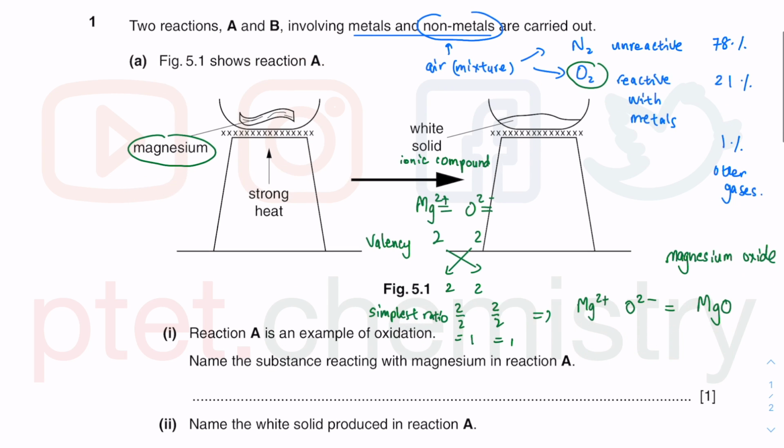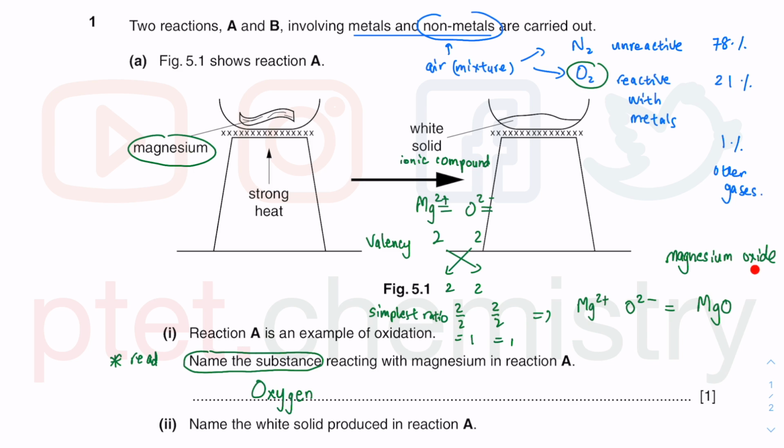So name the substance. They don't want formula, they want name the substance. If you read the question, they do not want formula. If you write down formula, that means you haven't read the question. So it's the oxygen in the A that reacts with the magnesium.